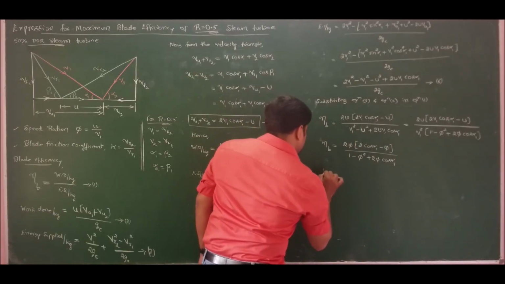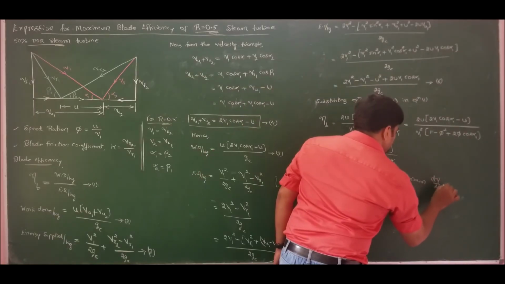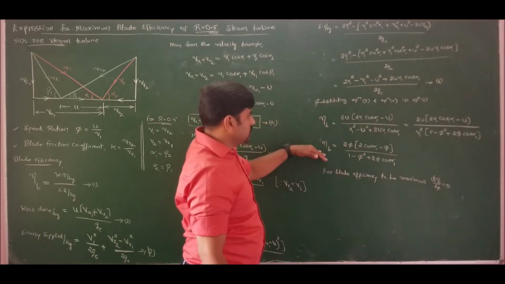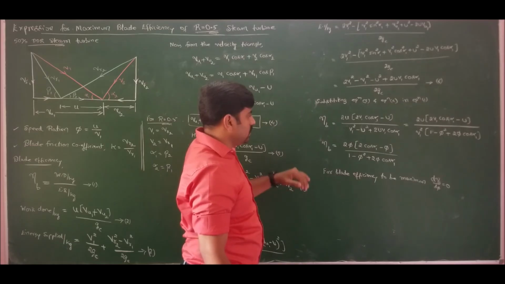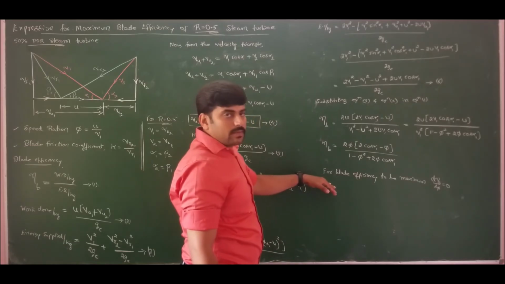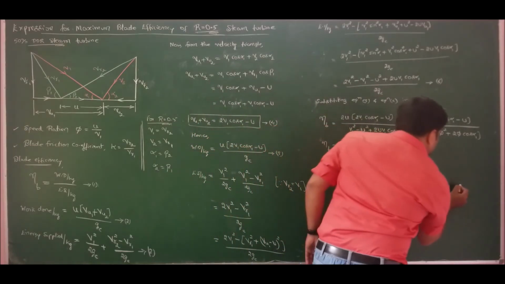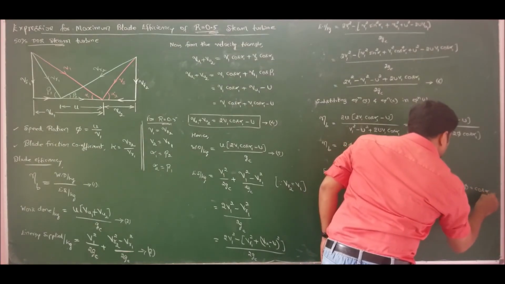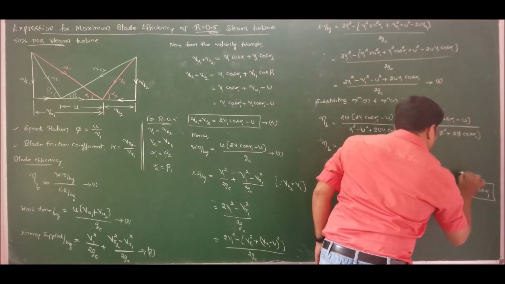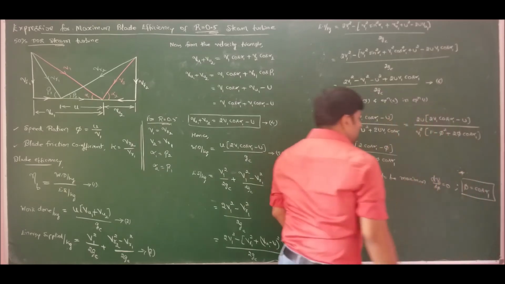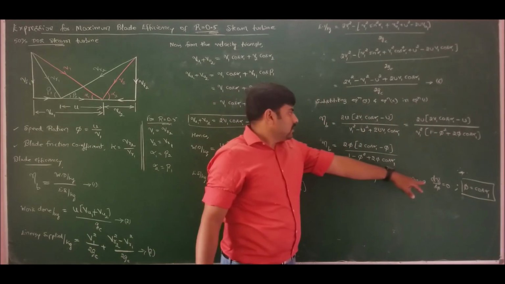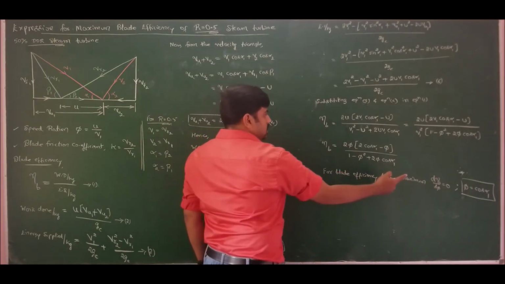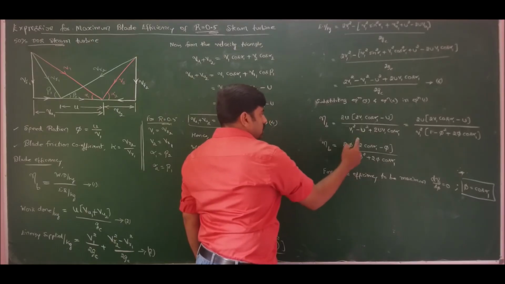For efficiency to be maximum, d eta by d phi should be equal to 0. If you differentiate this with respect to phi and equate it to 0, we will get the condition for maximum blade efficiency. If I do that, you should get phi is equal to cos alpha 1. Keep that in mind. This is very, very important. You just differentiate yourself and see. Now we know the condition for maximum blade efficiency. Substitute phi is equal to cos alpha 1 in this equation.